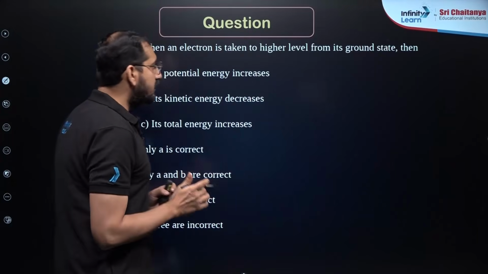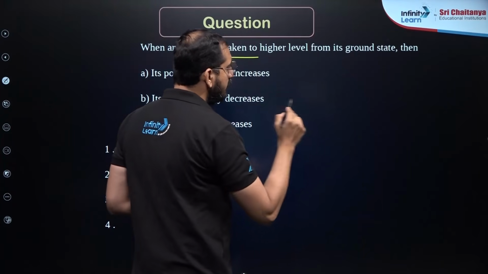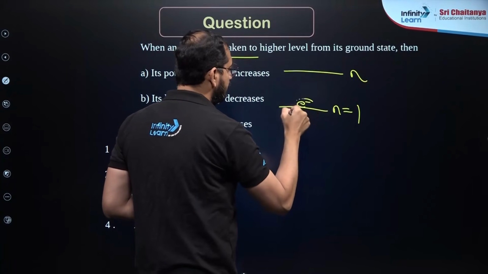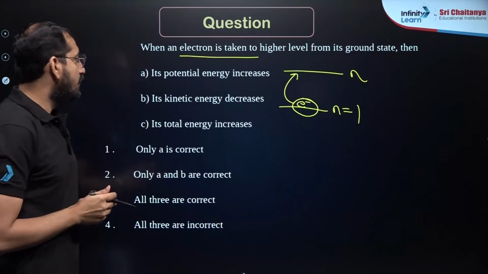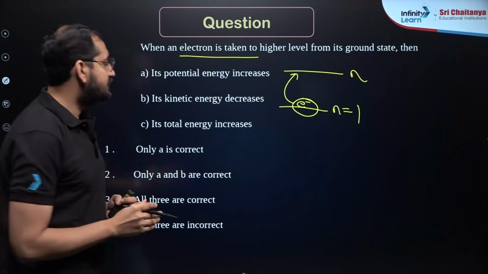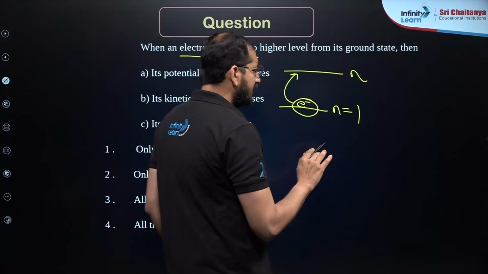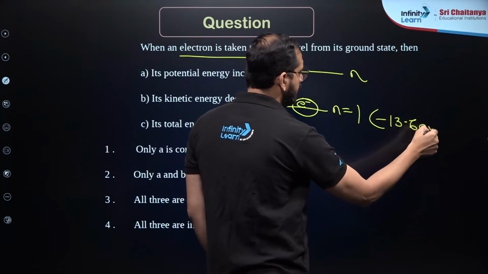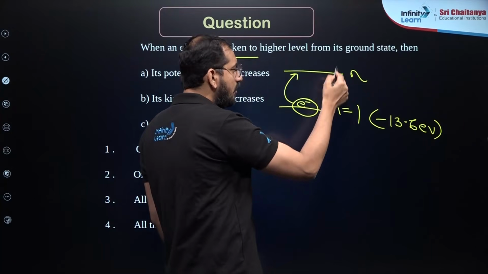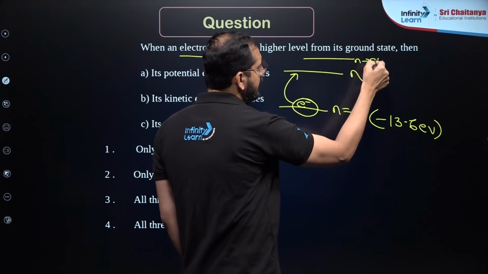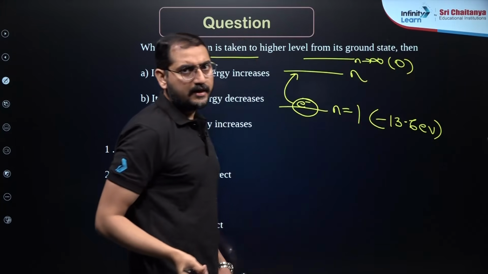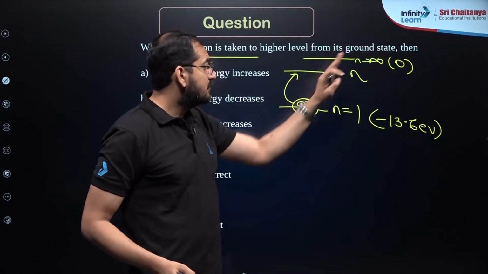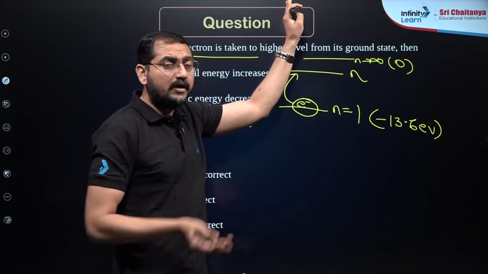The question says that in the atom, when the electron is going from a ground state to some higher state, so the electron is jumping like this, what will happen to these energies? Very simple. We know that for the hydrogen atom, for example, this energy is minus 13.6 electron volt. And as we go out, somewhere in the infinity, how much will be the total energy? 0, right? This is the ground state, lower energy, higher orbitals, higher energy. So total energy is increasing when I am going up.